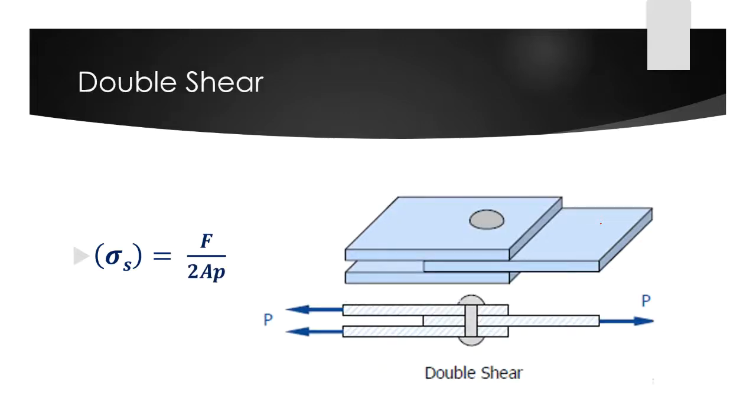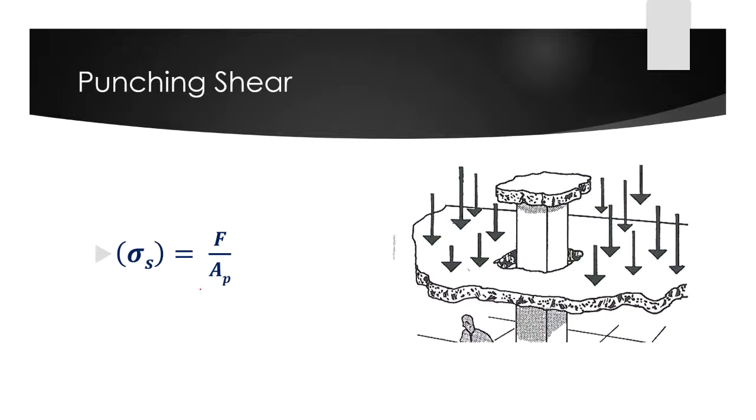If it's double shear, when we say double shear, there are three plates already, which are this one, 2, and 3, which are in opposite directions alternately. You can use this formula, just multiply the area by 2. And if it's punching shear, we still have the same formula with the shearing stress.